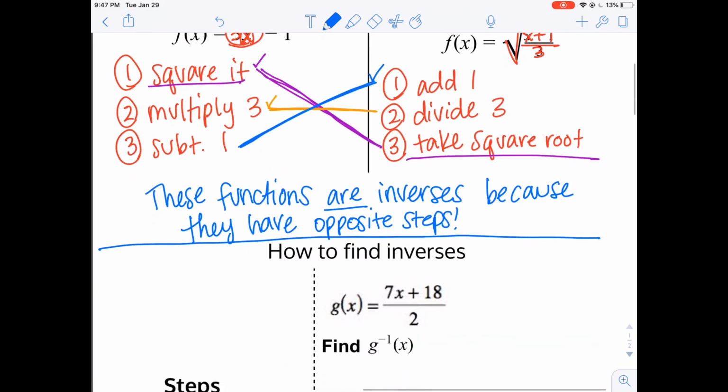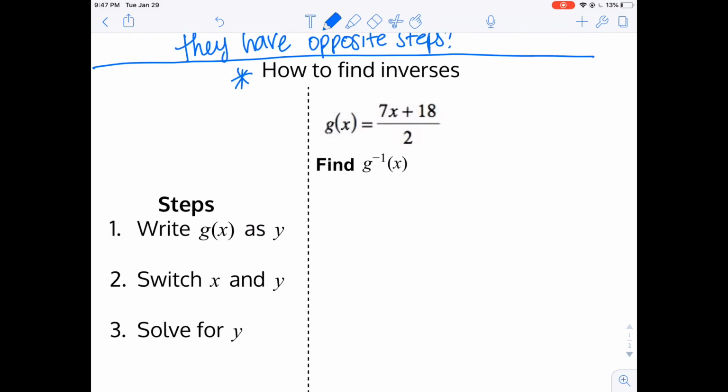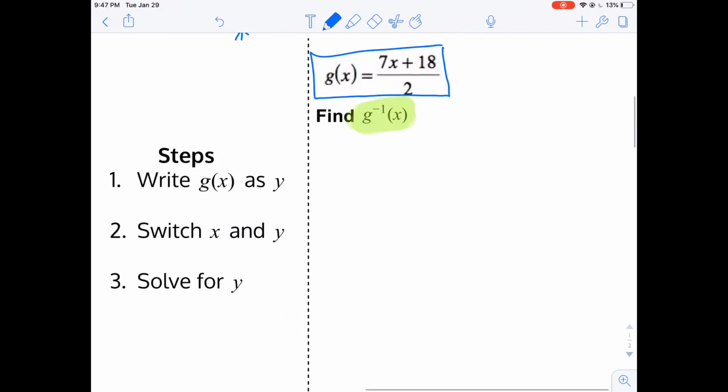We also have this other idea, which is how to find inverses. So sometimes they might give us a problem like this one here, g of x equals (7x plus 18) over 2. And they want us to find the inverse of g of x. So they want us to find this section here. So that's what we're going to try. So I wrote down the steps over here.